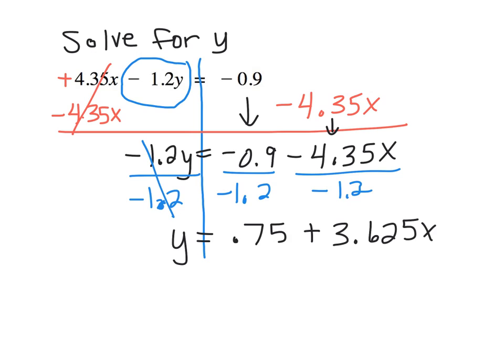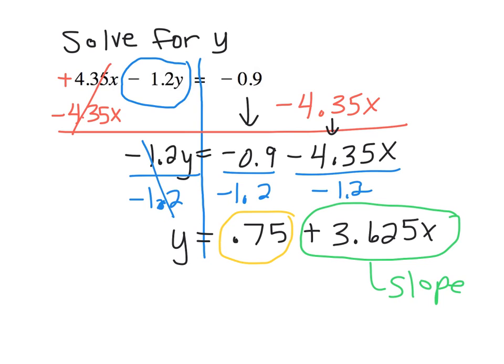And then very quickly, my slope is always the term associated with the x, so that's my slope. And my y-intercept is always the constant, the number without a variable.